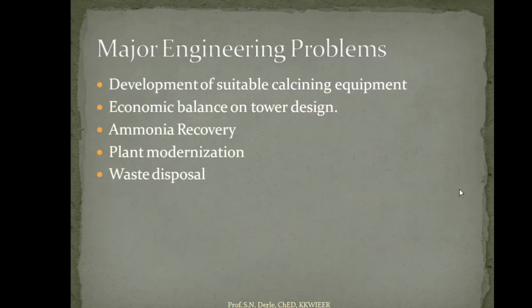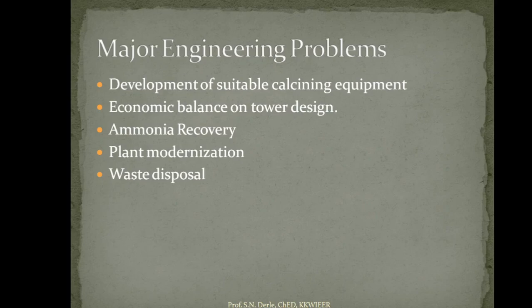Now there are some major engineering problems associated with the Solvay process. The first one is the development of suitable calcining equipment. There is a possibility of depositing sodium bicarbonate cake on the side of the kiln, which prevents effective heat transfer through the shell. Therefore, this kiln must be equipped with a heavy scraper chain inside the shell, and wet filter cake must be mixed with dry product so that caking can be avoided.